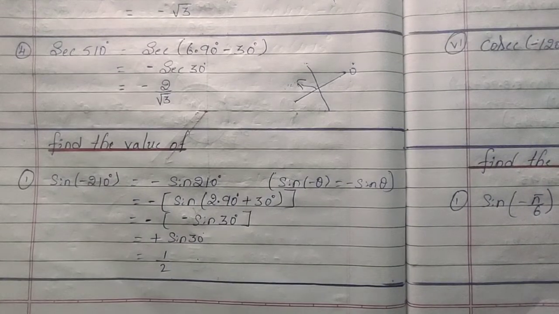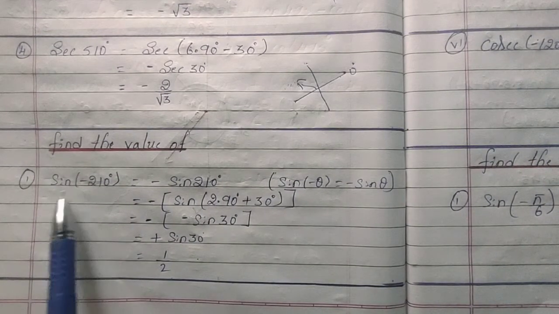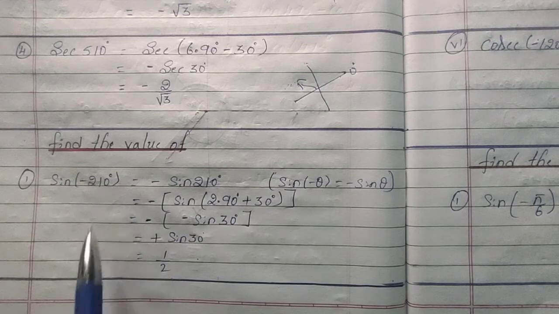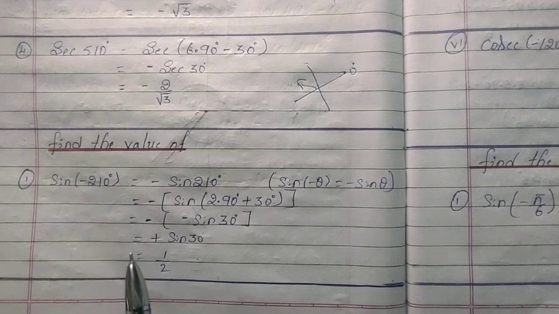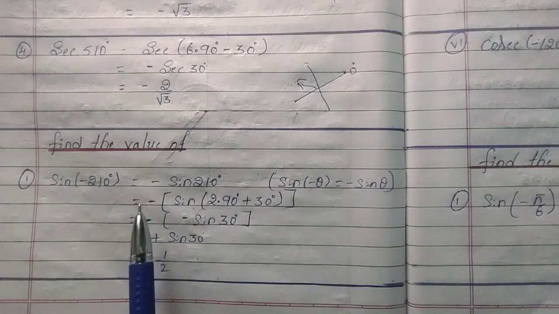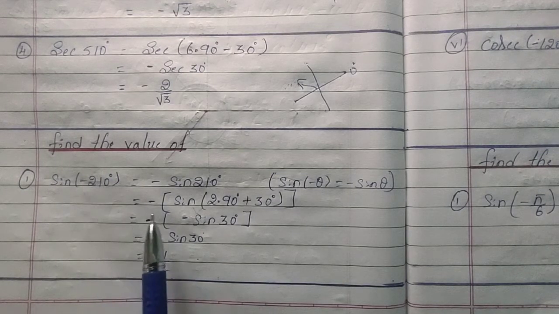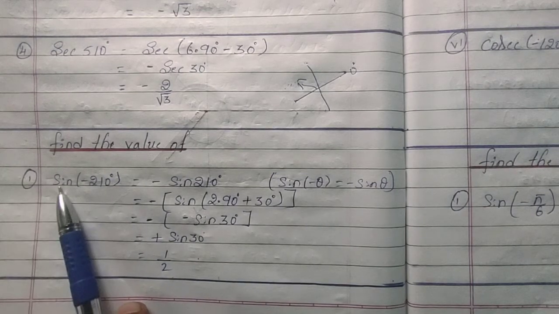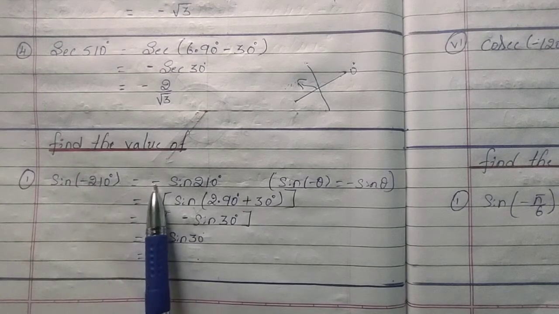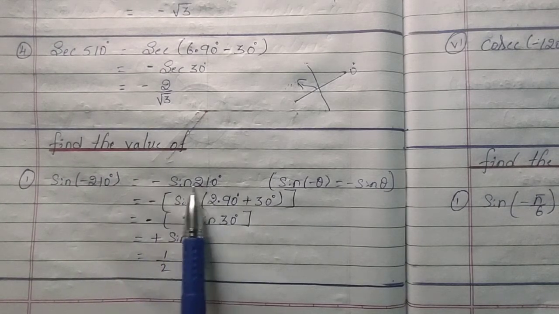Next question. Find the value of sine of minus 210. See, minus theta comes means the answer will be minus only, for sine, cosecant, tan and cot. Only for cos and secant, minus theta will become positive theta. But here this is sine, so minus theta will become minus sine 210.